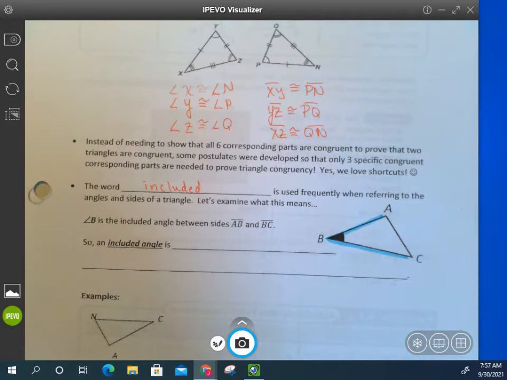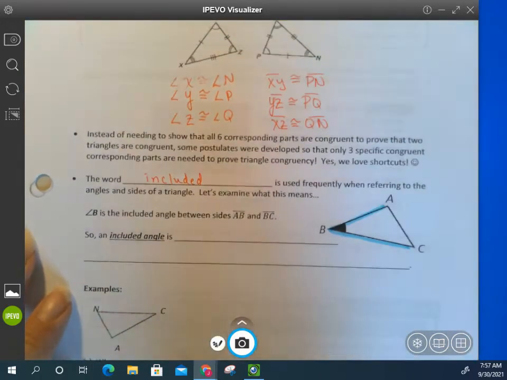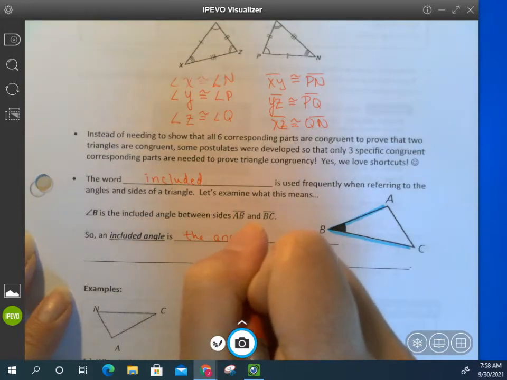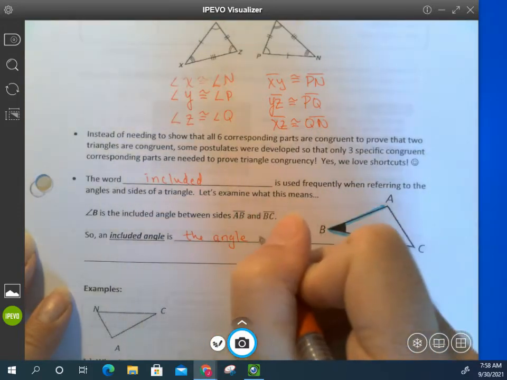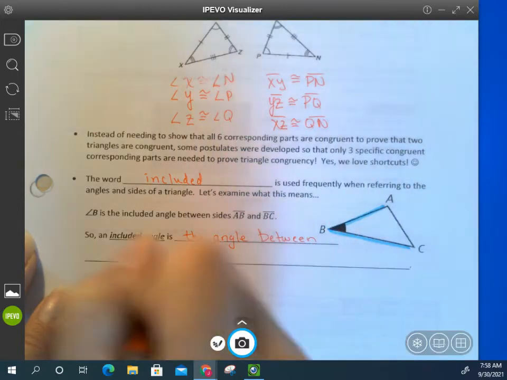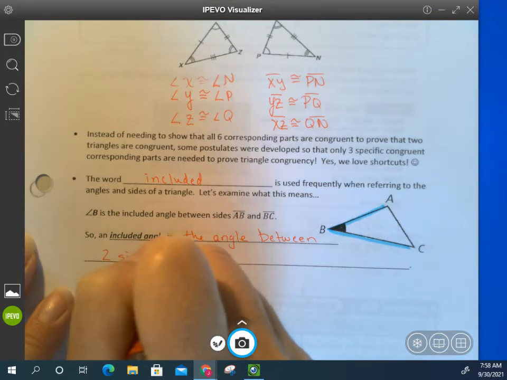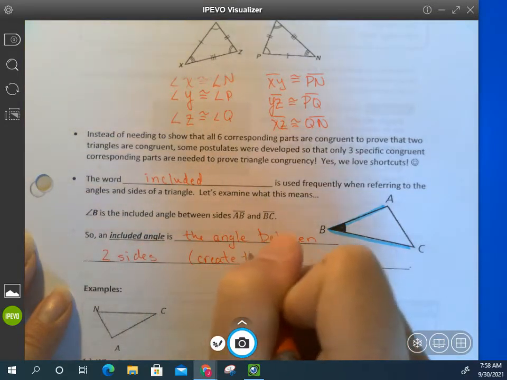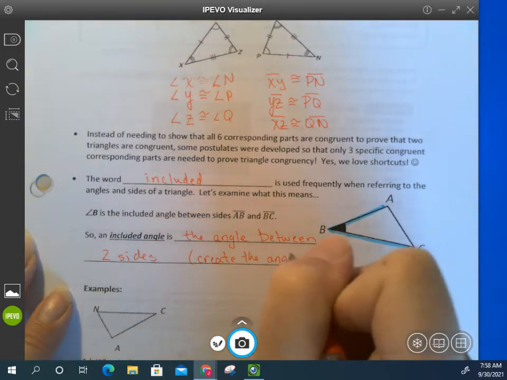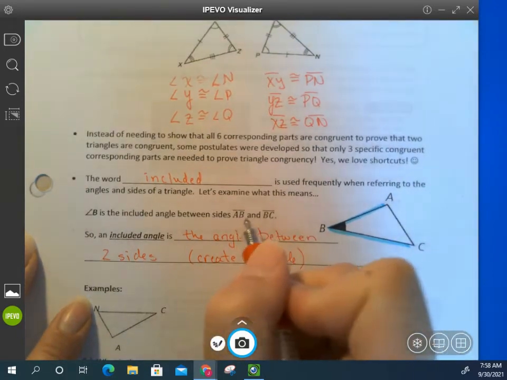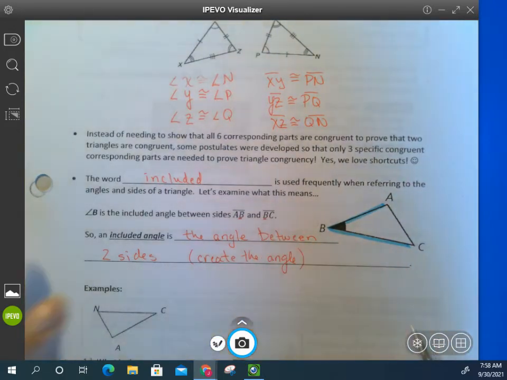So something that is included for an included angle, it is the angle between 2 sides. The angle between 2 sides. They create the angle. Those 2 sides create that vertex. And so if you think about side AB and side BC, do you see that they both go to B? And that's why that's a shared angle.